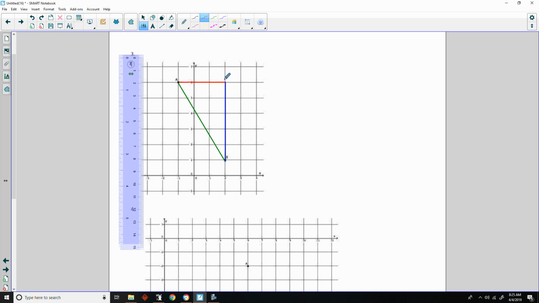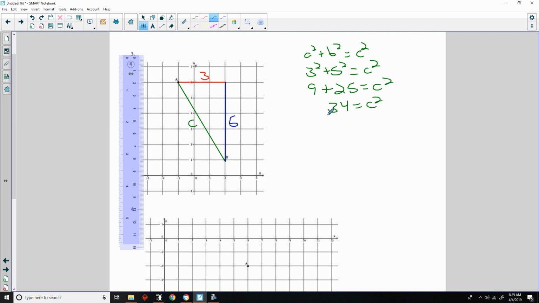Okay, so we have 1, 2, 3 on this side, and 1, 2, 3, 4, 5 on this side, and we're going to let the length of AB equal C. So A squared plus B squared equals C squared. A is 3 plus B is 5 squared equals C squared. 9 plus 25 equals C squared. 34 equals C squared. Take the square root of 34, and that is equal to the square root of C squared, and therefore C equals the square root of 34.